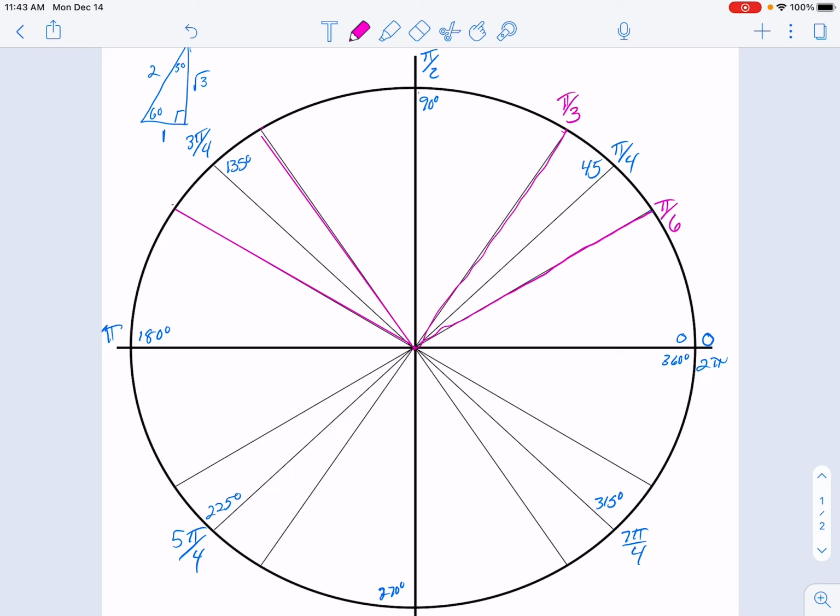3 pi over 6, which is pi over 2. And this is 4 sixths, which is 2 pi over 3. This is 5 pi over 6, 6 pi over 6, 7 pi over 6, 8 pi over 6, which reduces to 4 pi over 3, 9 pi over 6, 10 pi over 6, which is 5 pi over 3. This is 11 pi over 6. Okay, so you went all the way around the circle.